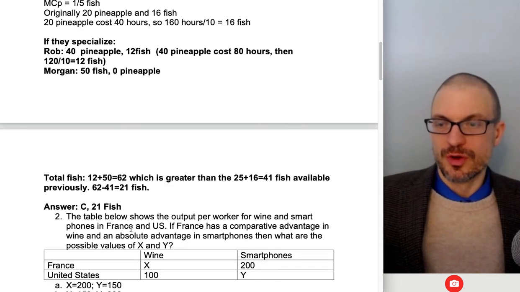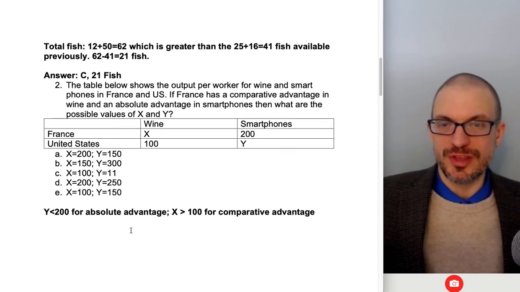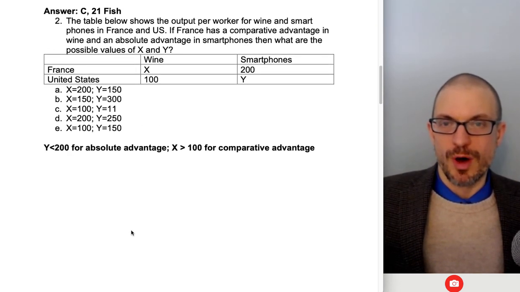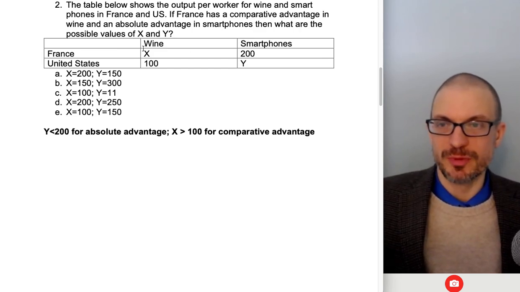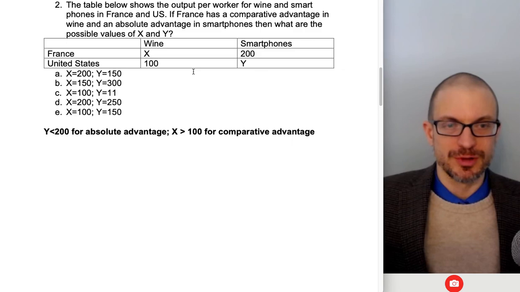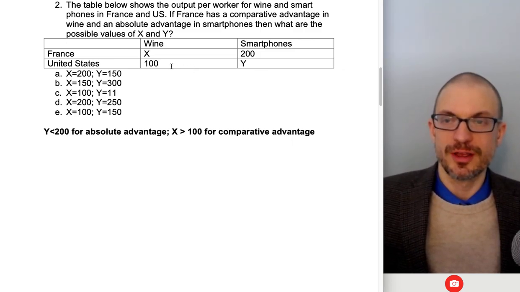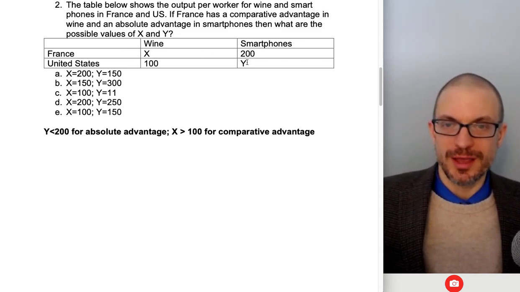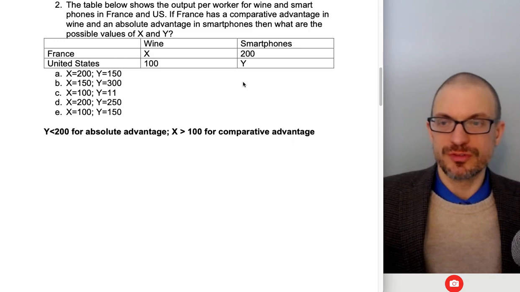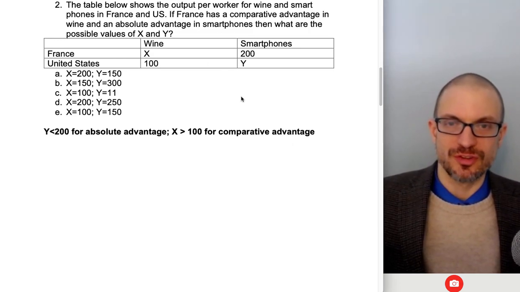All right, so the next one. The table below shows the output per worker for wine and for smartphones in France and the US. If France has a comparative advantage in wine and absolute advantage in smartphones, what are the possible values for X and Y? So this is just a table showing the maximal output when each uses all of its resources for one of these things or the other. We've redacted France's productivity of wine and the US productivity of smartphones, but we're told France has to have a comparative advantage in wine and an absolute advantage in smartphones.